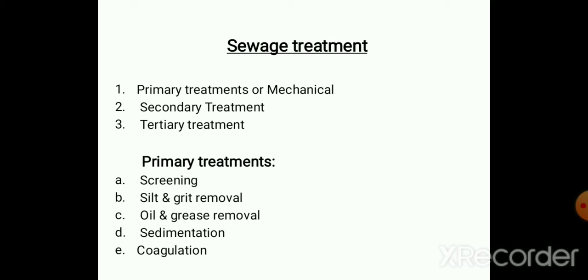absorbs all the dust particles, which settle due to gravitation after a few hours. Okay, that is nothing but alum. Even ferrous sulfate is also used as a coagulant. This alum and ferrous sulfate are the common coagulants. So this is about the primary treatment.